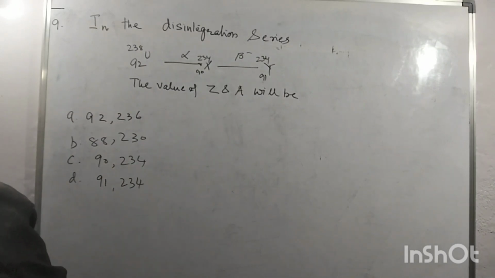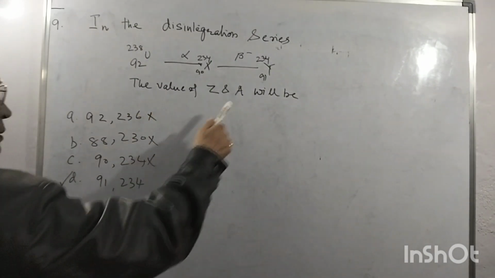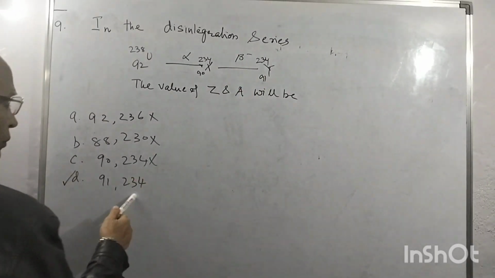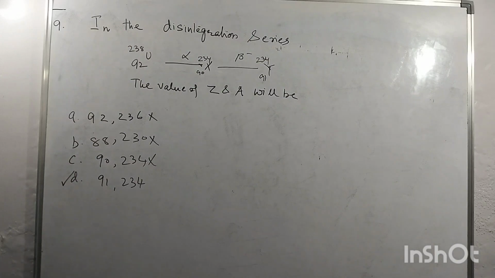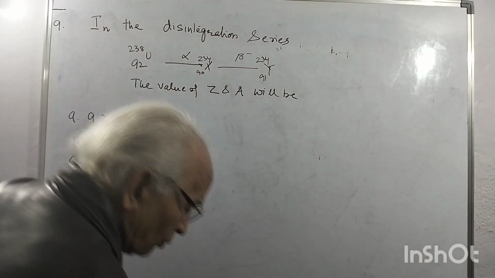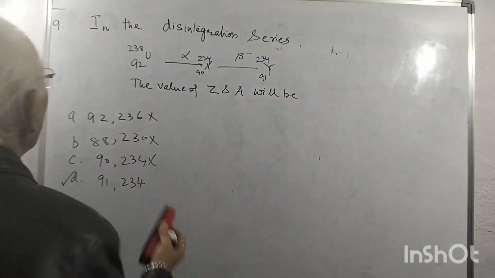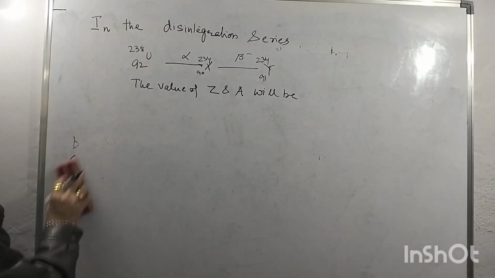Whatever is given here, this is the correct answer. This is not, this is not, this is not, because our charge is 91 and mass is 234. So this is the correct answer. Well, I will do one more question now. I want to do about 10 questions today, and I will do some 10 more tomorrow.